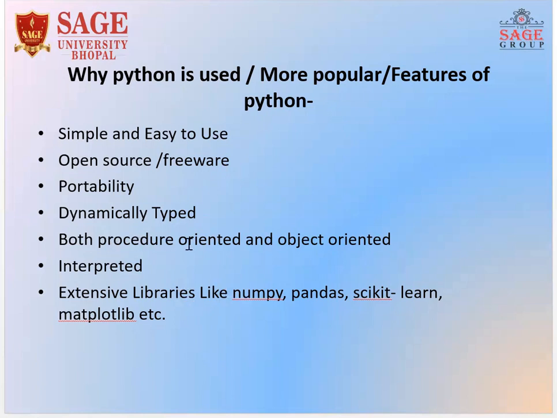Our next feature is both procedural oriented and object oriented. Python basically supports both procedural oriented, just like C and Pascal, and object oriented features like C++ and Java. So we can get the benefits of both, like security and reusability.